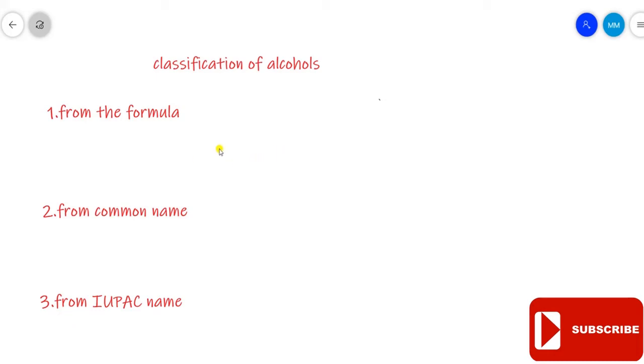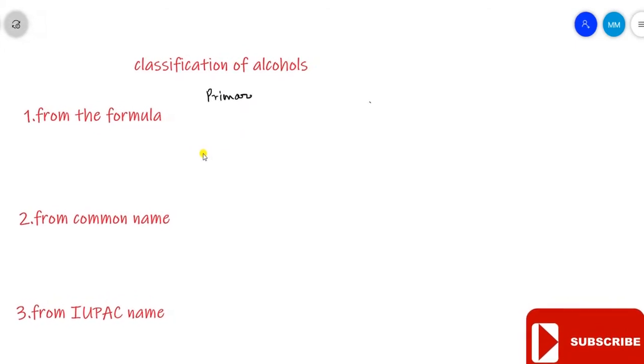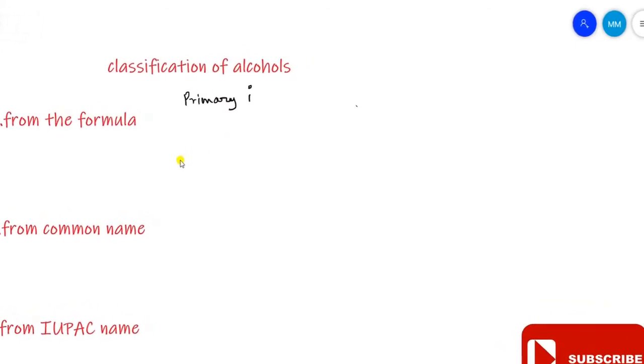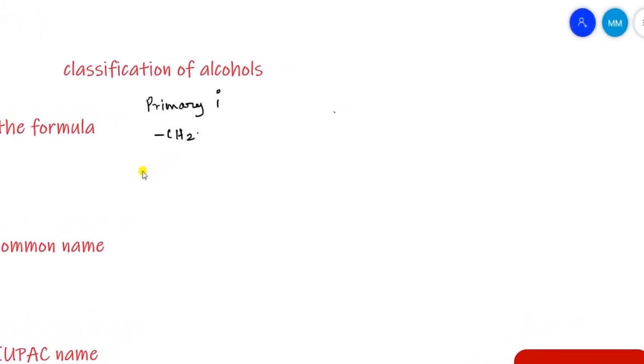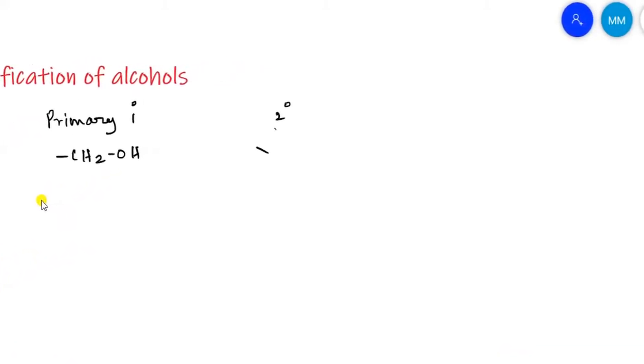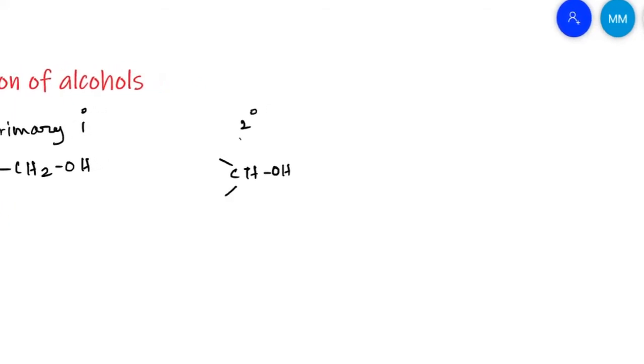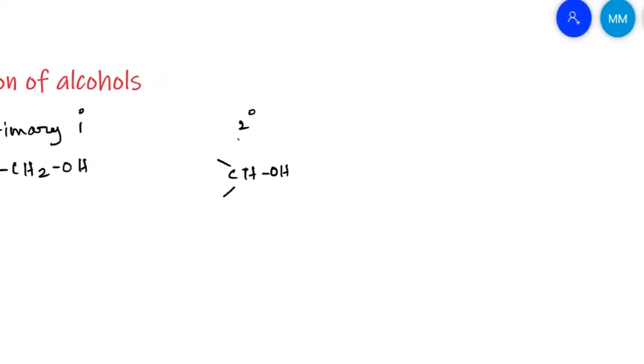The first one, using the formula. The primary alcohol, 1-degree alcohol, has the characteristic group CH2OH. By seeing this, you can easily classify it as primary. The secondary alcohol has the characteristic group CHOH. The tertiary alcohol has the characteristic group COH.